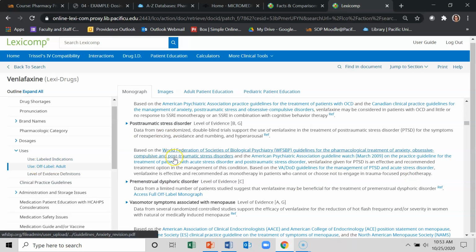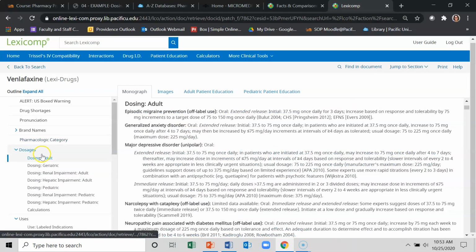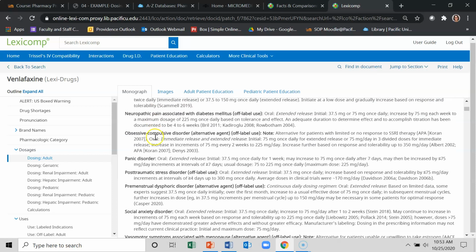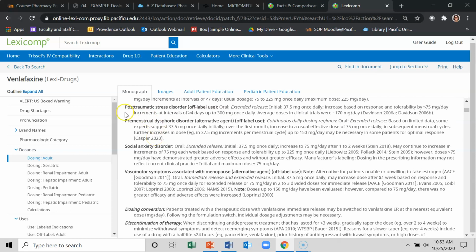So I've confirmed use. It can be used for this, and I can see that it's not FDA approved, but it looks like there is good evidence for it. So my next task is to try to find the dosing, which is what our requester also asked us for. So again, I'd be looking for my topic here. And here it is, post-traumatic stress disorder.